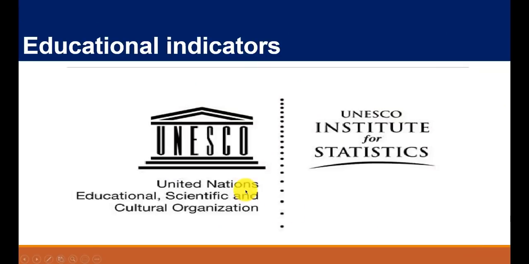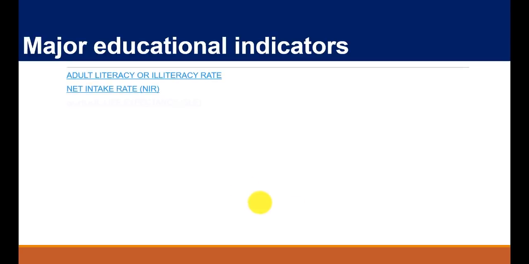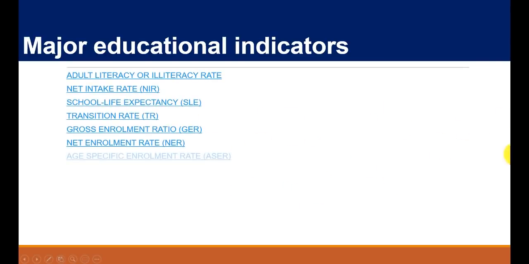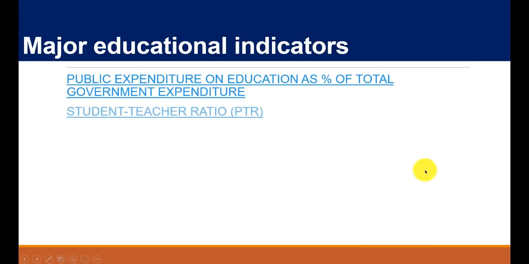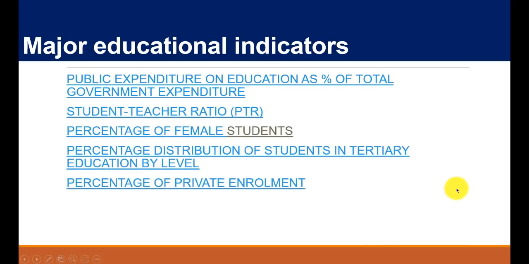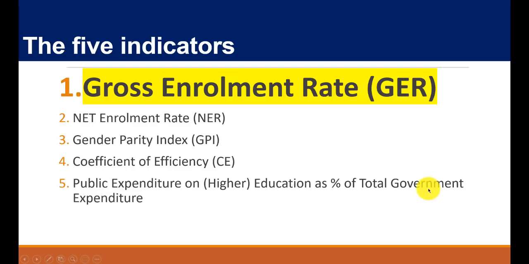Where do you find indicators? Anywhere, you can concoct some yourself. But the UNESCO Institute for Statistics, you'll find on their sites, you have the major educational indicators, adult literacy, literacy, net intake rate, and all of these things that you can see on the screen. We are moving. Major educational indicators continue.